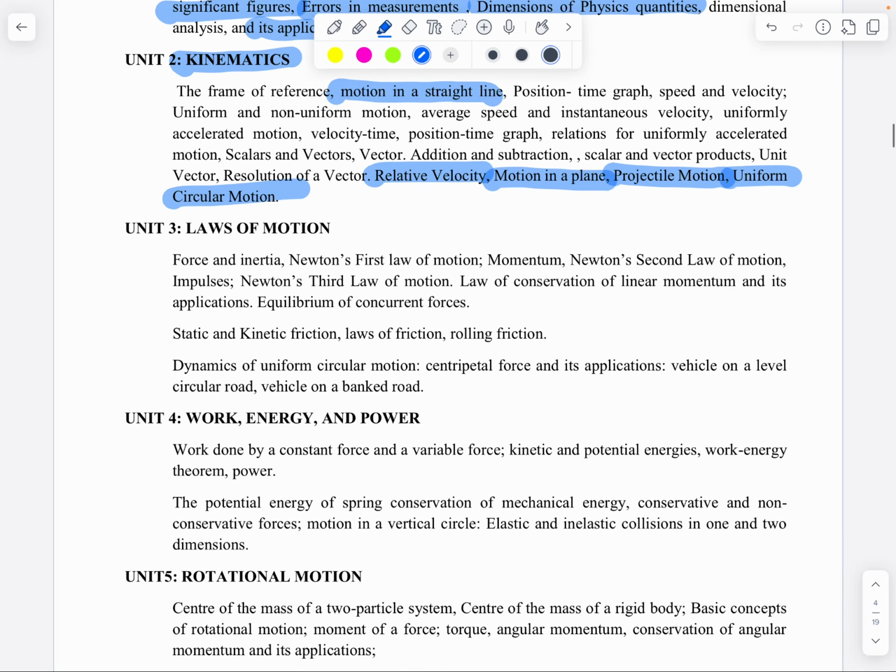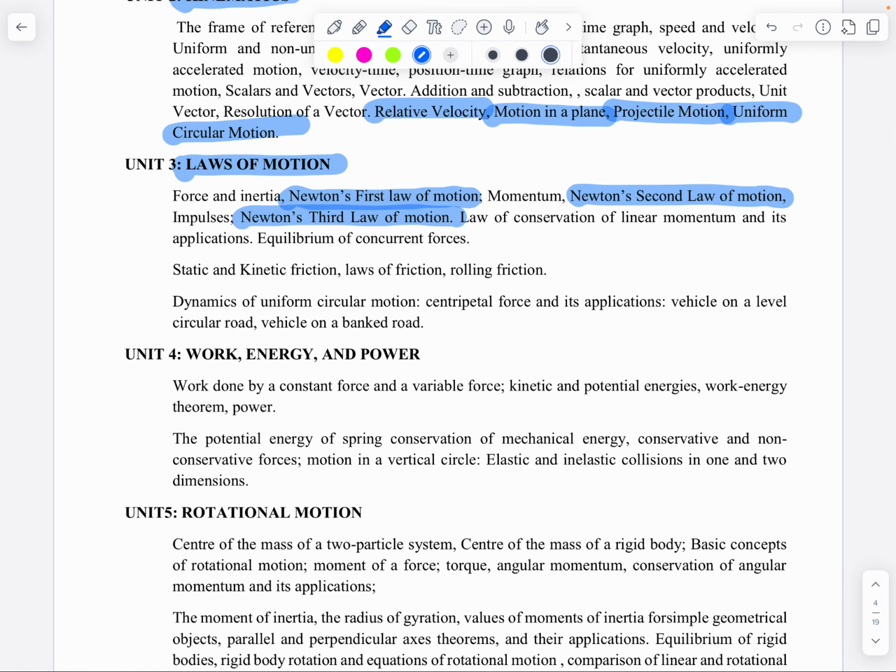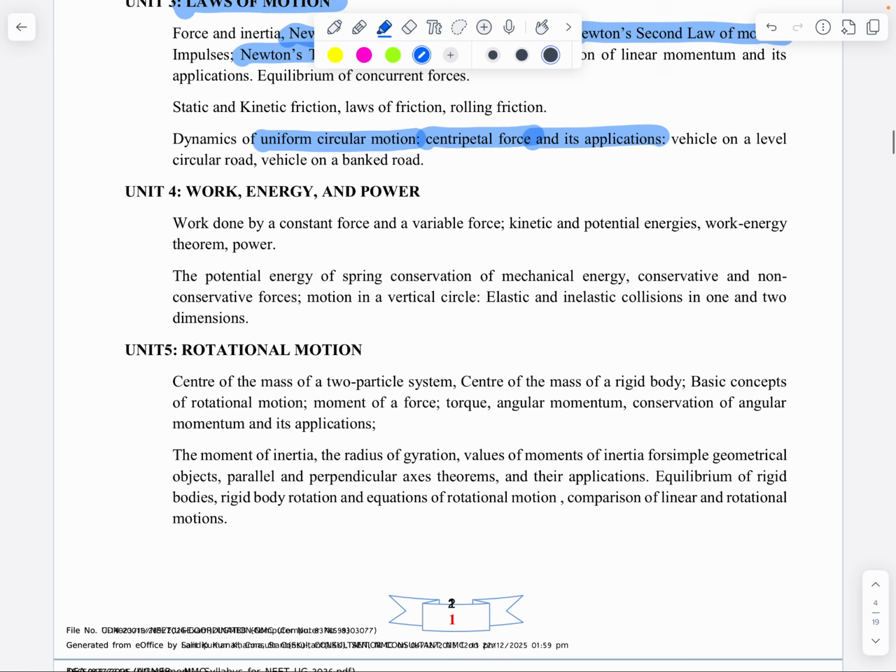The next unit is laws of motion. The whole chapter is important. As you know, all the three laws of Newton, that is Newton's first law, Newton's second law of motion, and Newton's third law. All these are important topics of this chapter. Also the uniform circular motion dynamics, centripetal force and its applications.